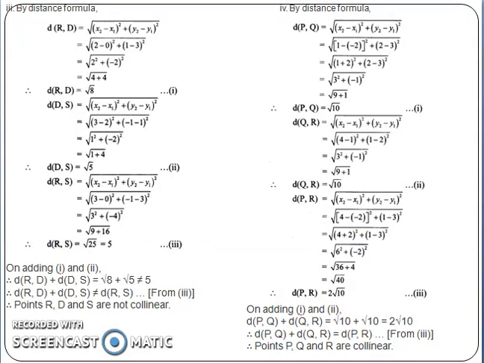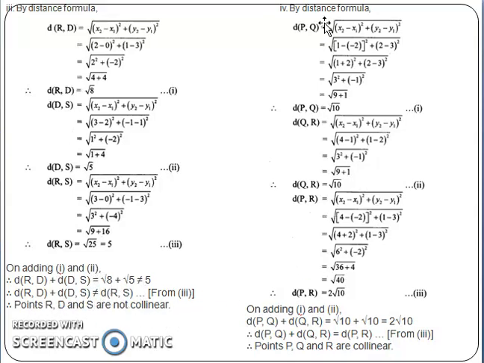Same question, students. Same here also, you have to use the distance formula only, in question 2. Then we have to add equation 1 plus equation 3 to compare with equation 2. If the distances are equal, then they are collinear, otherwise they are not collinear.